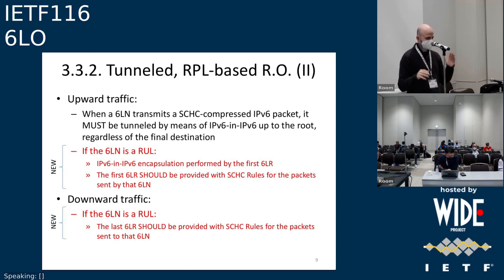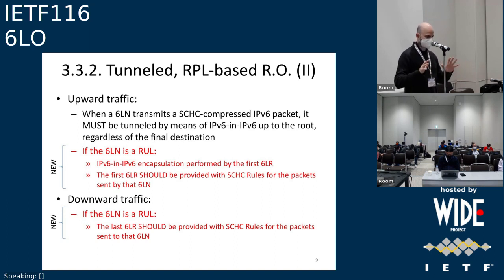So the solution that we have considered for 01 is that for upward communication, the first 6LR should be provided with the SHIC rules for the packets that would be sent by that 6LN. And the same would happen for the downward. In this case, it's the last 6LR that should be provided with the SHIC rules for the packets that would be sent to the last node, which is the 6LN, which would be routing unaware.